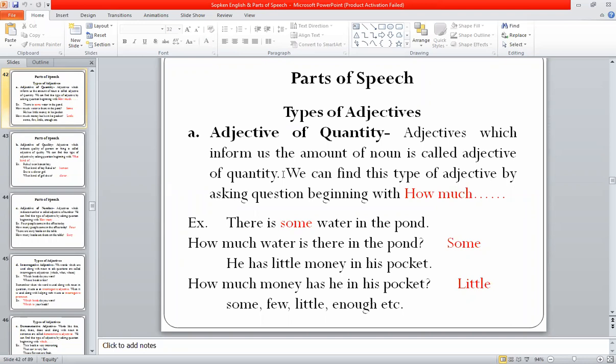Let's discuss it with an example. There is some water in the pond.